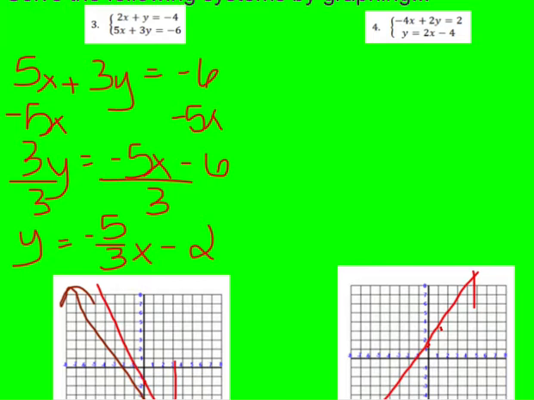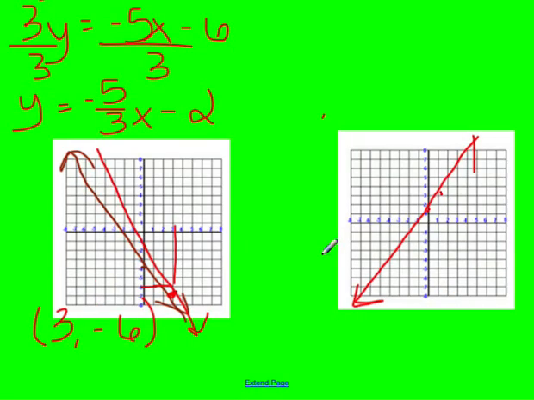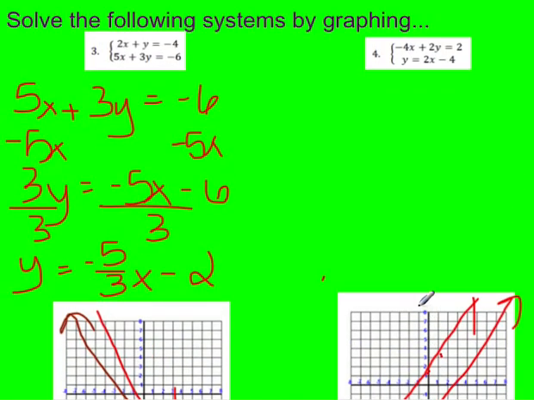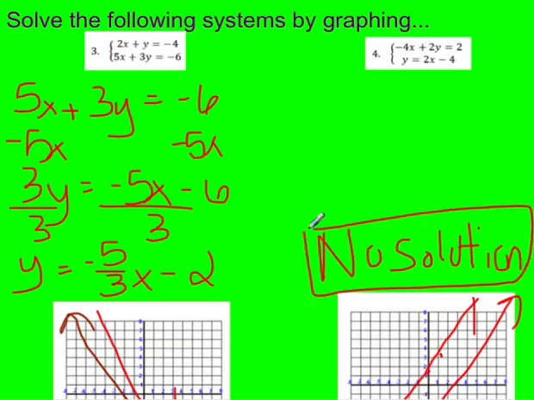Okay, so for that next one, we're crossing the y-axis at negative 4, and then we're going up 2 over 1. So what I noticed about those two equations that I just made is that they have the same slope. Since they have the same slope with different y-intercepts, they're going to be parallel. Now remember, if they're parallel, that means we have no solution. Okay, so let's take a look at those couple word problems on the back.